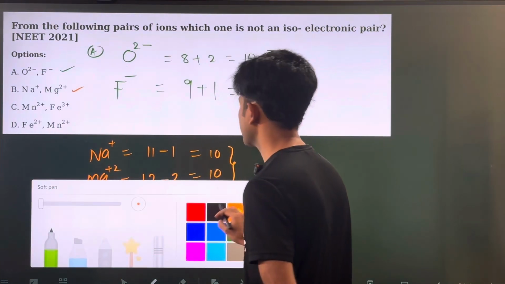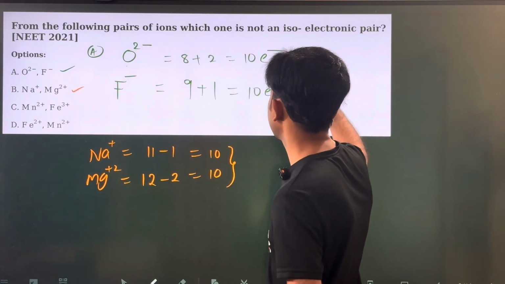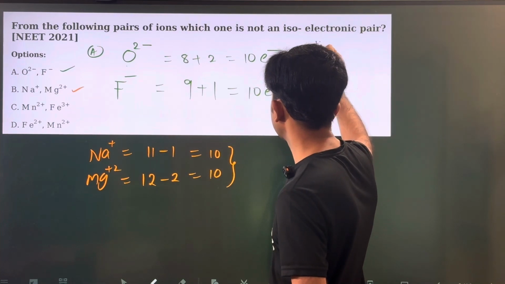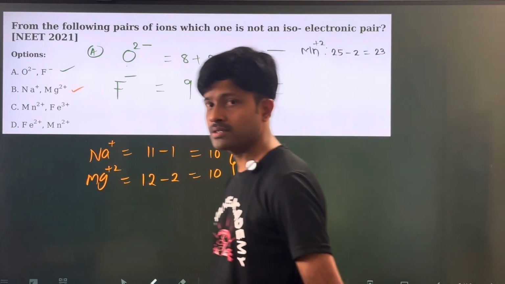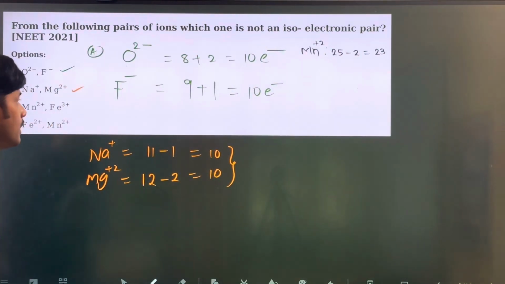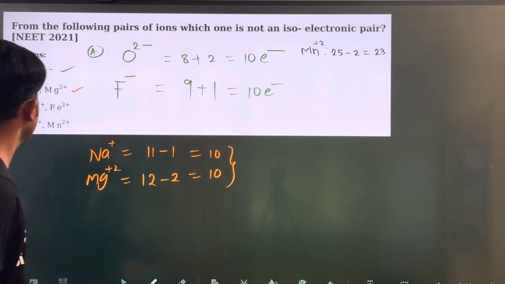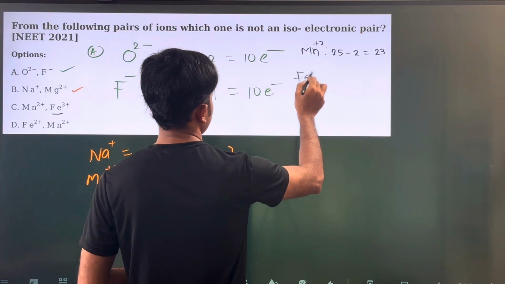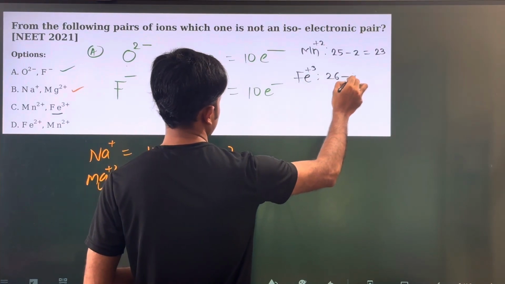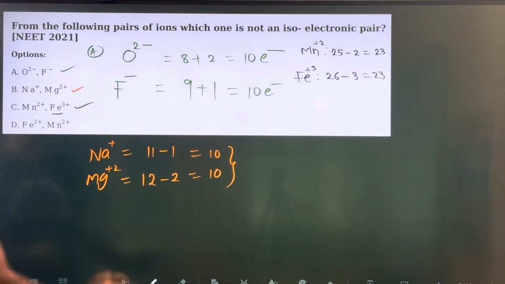Mn plus 2 and Fe plus 3. Manganese atomic number, as you already know, is 25. Manganese plus 2 means 25 minus 2, which is 23, since it lost 2 electrons. Now check iron. Iron plus 3: iron is 26, and after losing 3 electrons the electron number becomes 23. Both have 23 electrons, so these are also isoelectronic species.